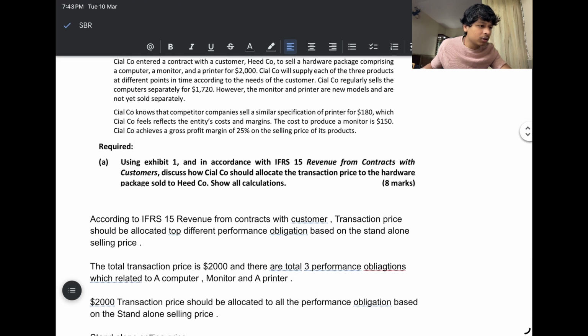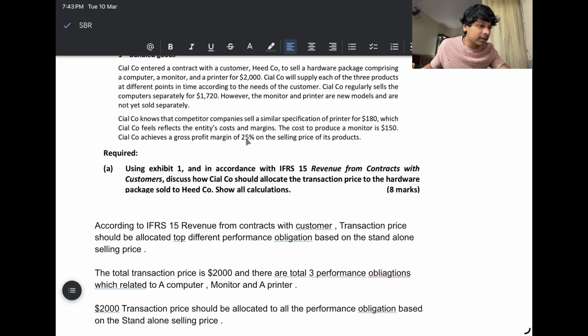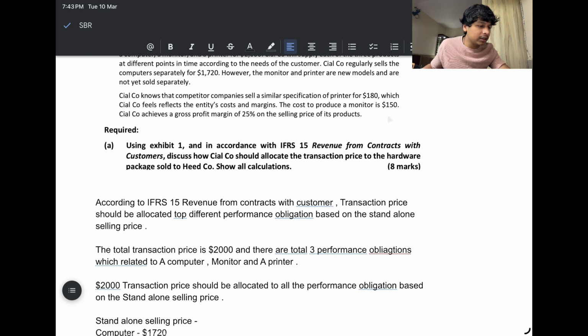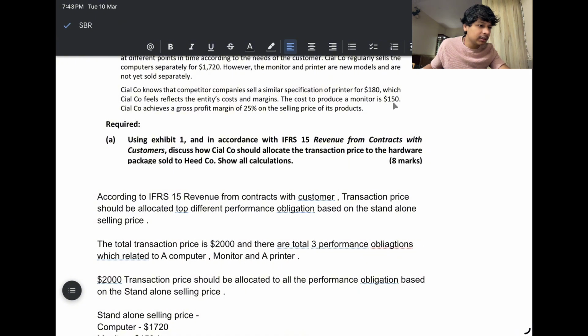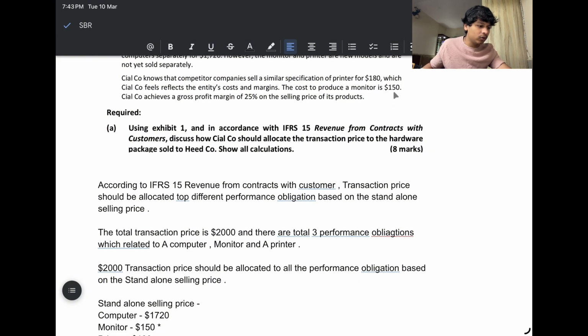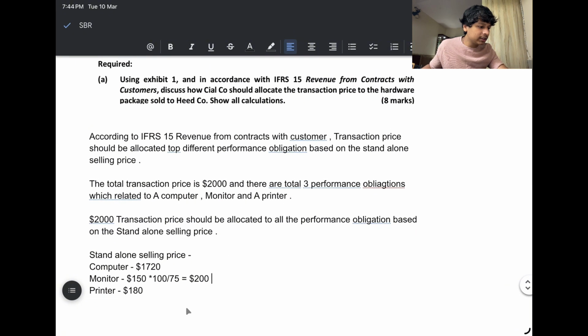So the cost of $150 is 75% of the selling price, since 25% is the margin. Which means we have to apply the unitary method: multiply by 100 divided by 75. Let me calculate this. We get 200. So the standalone selling price for the monitor will be $200. So we have calculated this.